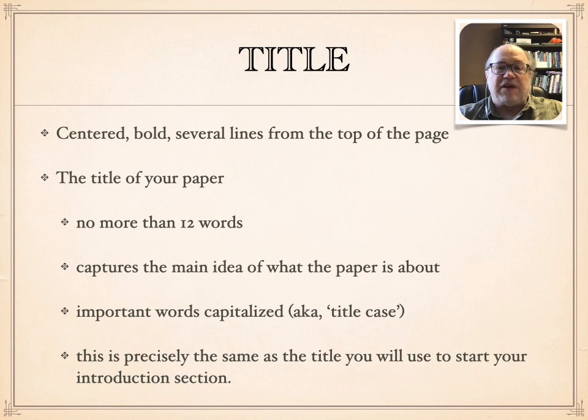And so you have upper and lowercase initial letters for some of the words. The title words are precisely the same as the title that you use to start your introduction section. They are to be exactly the same, no differences whatsoever allowed.